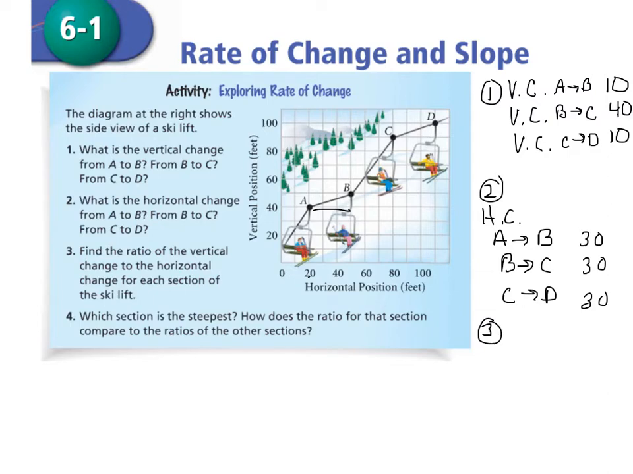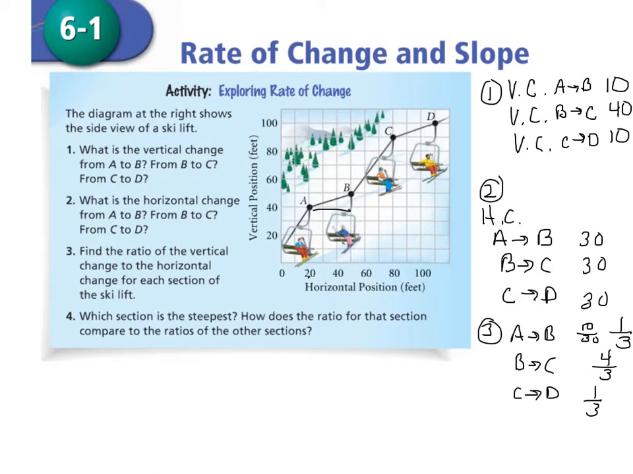Find the ratio of the vertical change to the horizontal change for each section. So once again, A to B, B to C, and C to D. A to B, the ratio of vertical to horizontal would be 10 to 30. So that'd be 10 thirtieths. 10 thirtieths simplifies to 1/3. B to C would be 40 to 30. That would be 4/3. And C to D would be 10 to 30 as well. That would also be 1/3.